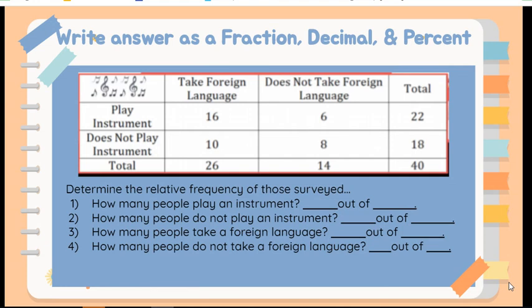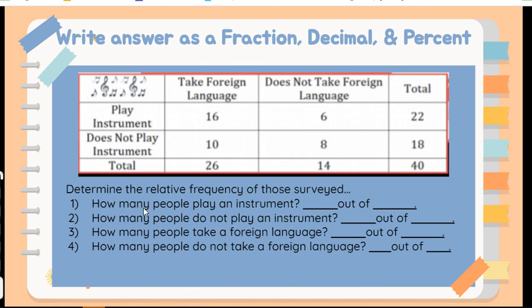All right, next example on your paper, we have this table. It says write your answer as a fraction, a decimal, and a percentage. So this is what we want to get in the habit of doing, and make sure we're reading directions. It's asking for all three, so we're going to do that. All right, so it says determine the relative frequency.